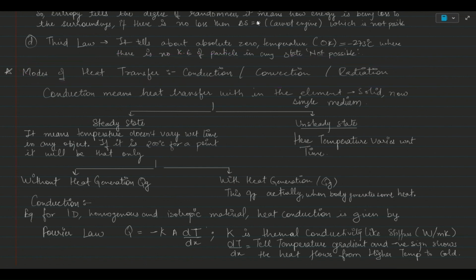So we generally have three types of heat transfer. One is conduction, one is convection, one is radiation. As the name itself suggests, conduction means the transfer of heat through a single medium. Here, convection means through two different mediums. Here, we are simply talking about the emission of the heat.